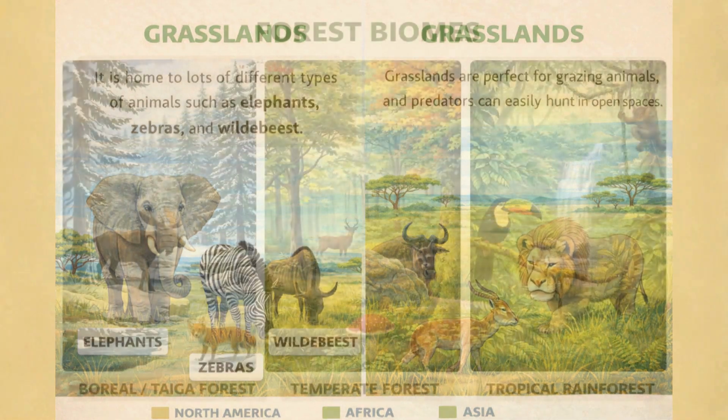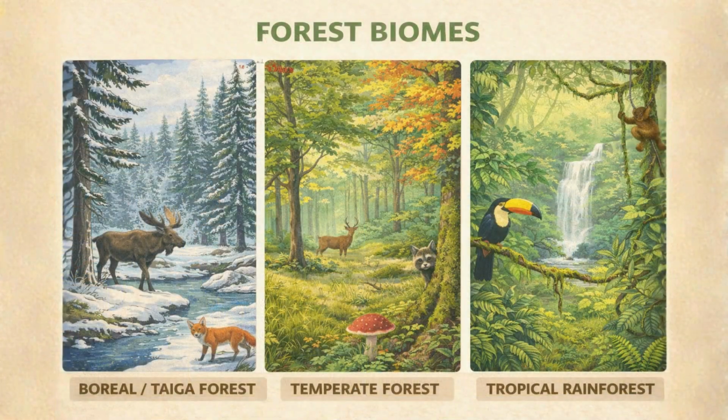Next, we step into the forest biomes, some of the most diverse and life-filled places on Earth. But not all forests are the same. Let's explore the 3 types of forest biomes: boreal or taiga forests, temperate forests, and tropical rainforests.